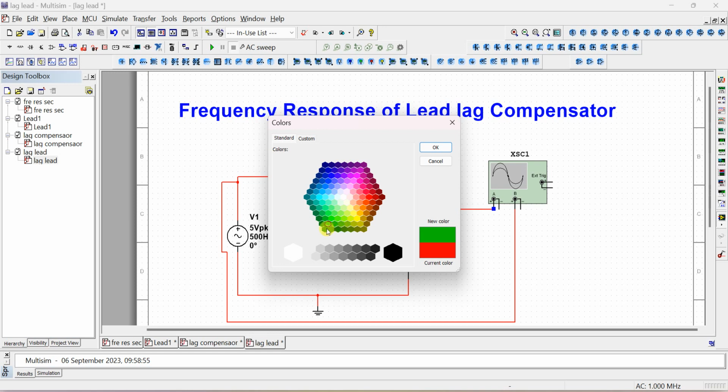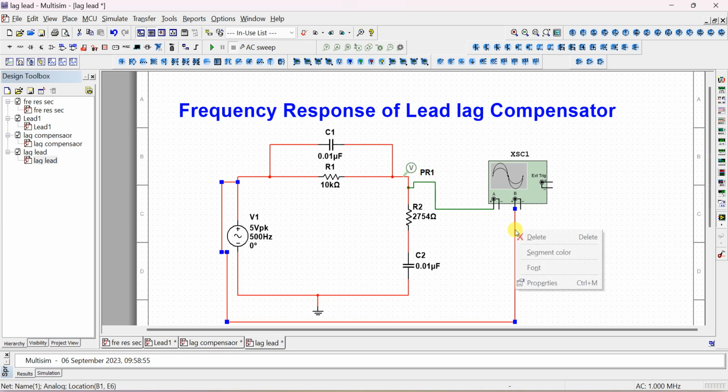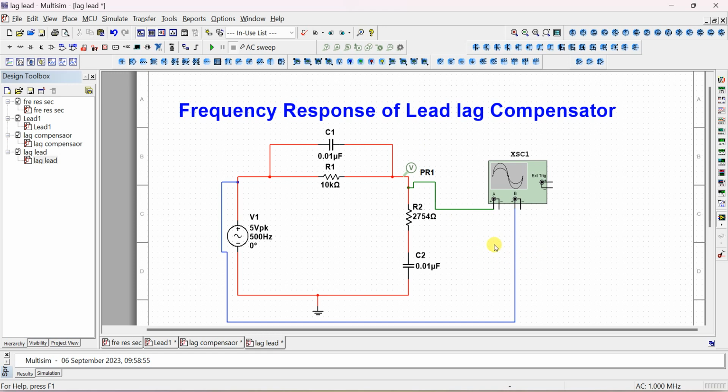Green is output, and I'm giving input as some blue color. And any one ground you have to make. You can ground both the channels. Okay, red is grounded to this ground, common ground.